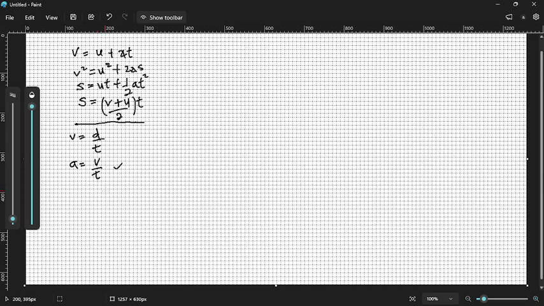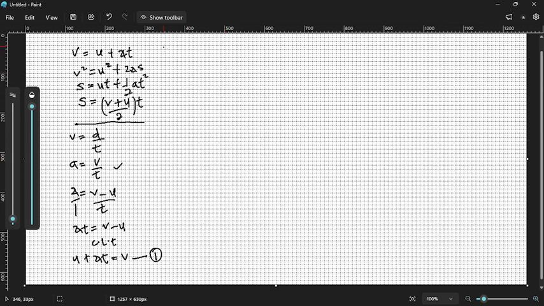So here we have acceleration equals (V minus U) over T. Now, cross multiplying, we have AT equals V minus U. We collect like terms, so we have U plus AT equals V. So this will be equation 1.